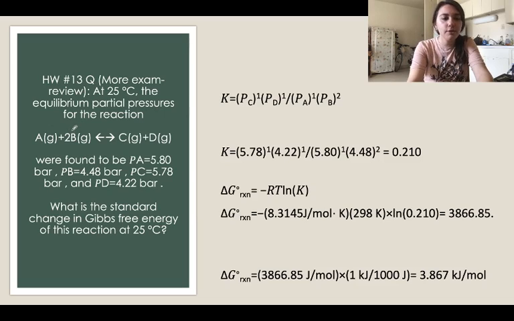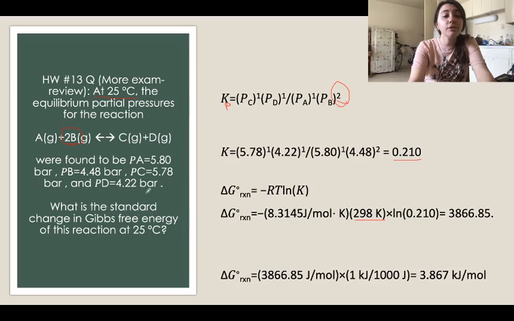So the first thing I want to note is when I read through this equation, I'm at 25 degrees C, so I already know that I'm going to be at 298 degrees Kelvin. I read through this and I see I've got 2B, so I need to make sure that when I'm writing out my equilibrium constant at pressure, Kp, I have the pressure raised to the power of 2. And then it gives me my pressure, so I'm going to plug those in, be sure to square this one, and I get this as my K value.